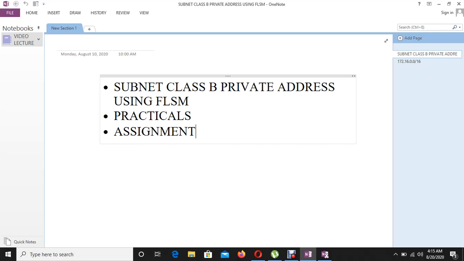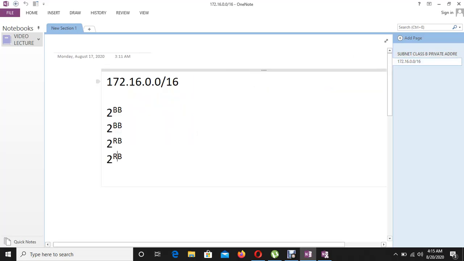Okay, guys, so we are going to do some subnetting of a class B private IP address using FLSM, like what we were doing yesterday. We are going to do some practicals on the next page, and then I'll come back to this page so I can set some questions for you guys to answer. So we start right from here. That is our private class B IP address. What we want right now is to subnet this class B IP network into two subnetworks.